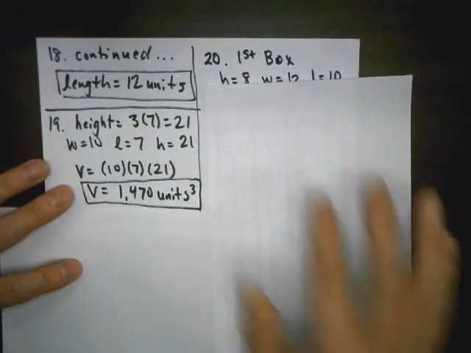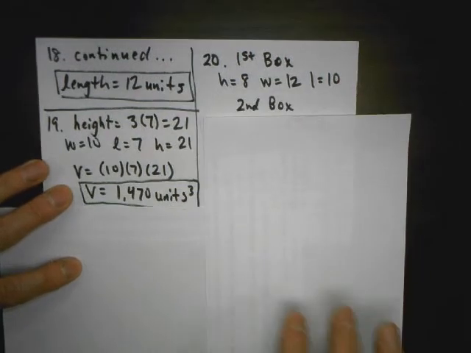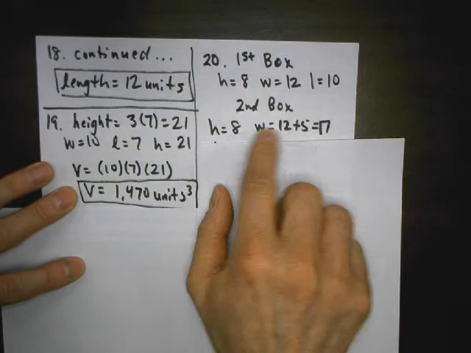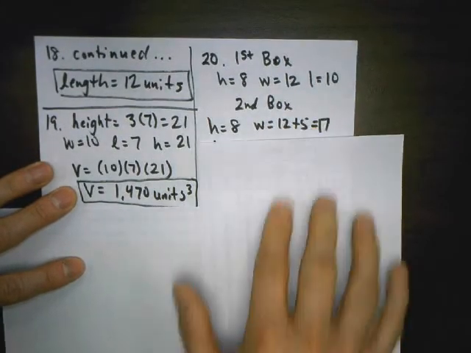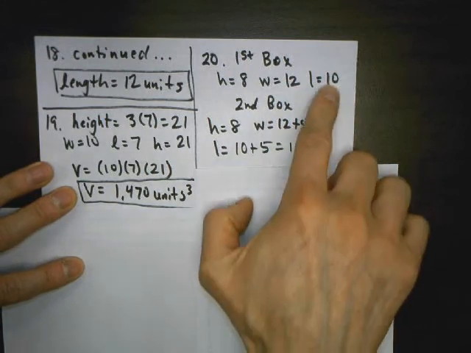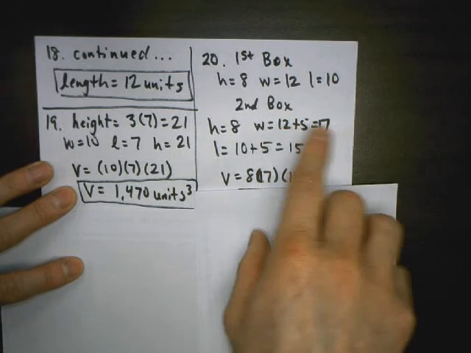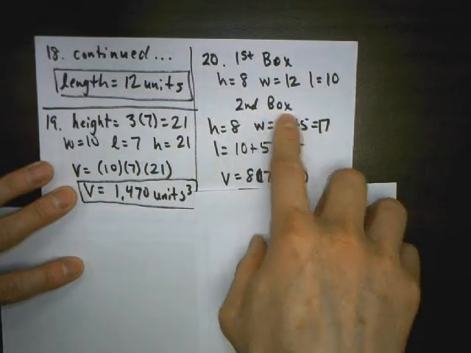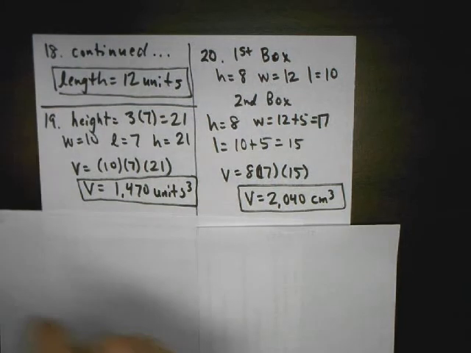20, we have a box. They give us the dimensions. Then they give us a second box. They tell us the height's the same, but the width is 5 more units. So I got to take this width and add 5 to get 17. The length is also 5 more, so I take this length and add 5 to get 15. So now my new dimensions are 8 by 17 by 15 for the second box. They want the volume for the second box, so I just multiply those three dimensions, and I get 2,040 centimeters cubed.